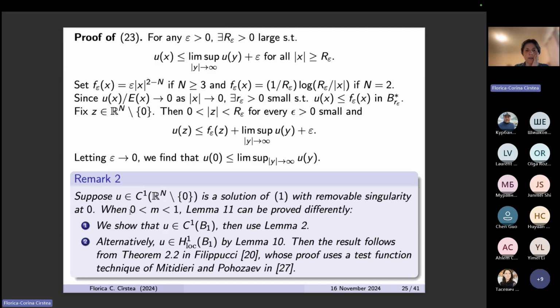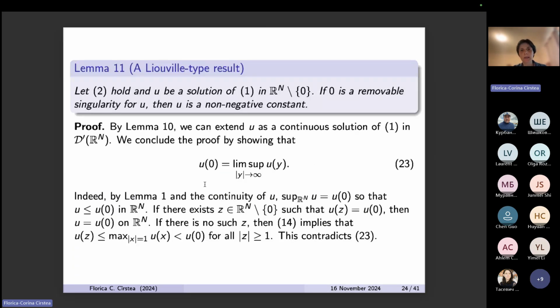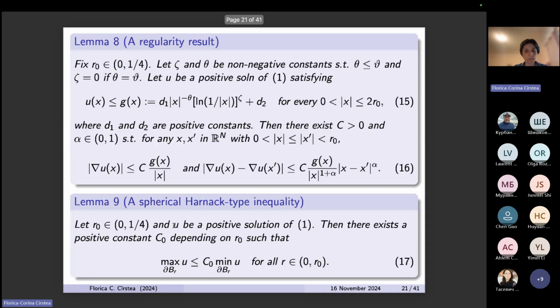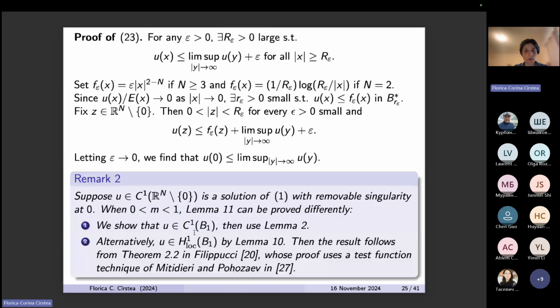Now, some remarks. I must emphasize that this result works for any m less than 2. But if you are restricting m to be between 0 and 1, then this was already known, and it can be proved differently. Either you can use lemma 2, or you can show that u is C1 on the unit ball and then use lemma 2, or alternatively we have that u is in H1 log, and then you can use Filippucci's result, based on a test function technique of Mitidieri and Pohozaev. But of course our proof is different, not only for m between 0 and 1, but extends up to m less than 2.